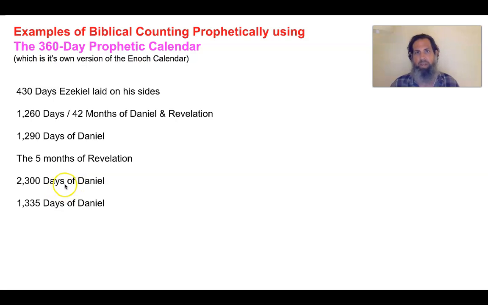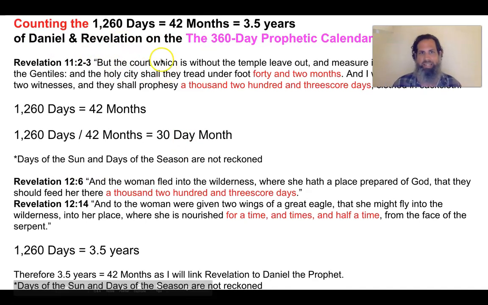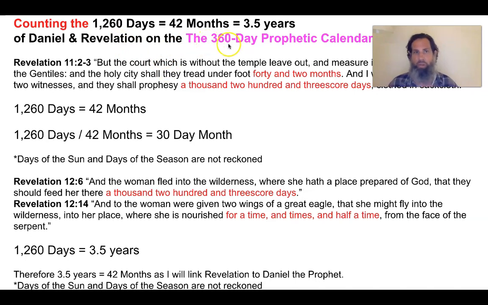And now that I've explained that, let me go ahead and demonstrate to you how to properly count these prophecies on the Enoch calendar. So here is the counting of the 1,260 days, which we know is 42 months, which is also 3.5 years of Daniel and Revelation. And I'm going to count this for you and demonstrate how to count it on the 360-day prophetic calendar.